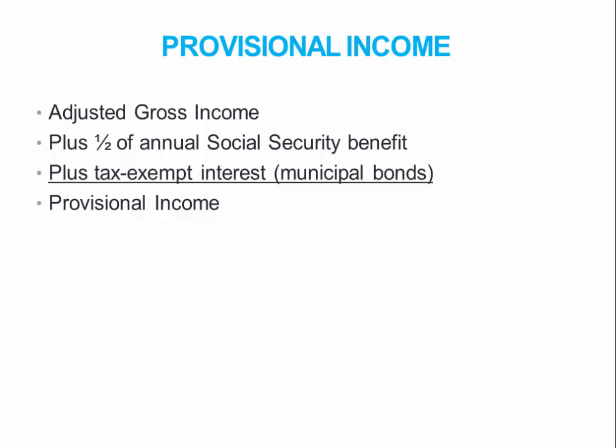Provisional income is your annual adjusted gross income plus 1/2 your total annual Social Security benefit plus all tax-exempt interest. Tax-exempt interest is interest earned from municipal bond investments. The total is provisional income. If your provisional income is calculated to be over any of these annual thresholds, then some percentage of your Social Security benefit will be taxable at your marginal tax bracket for that year.